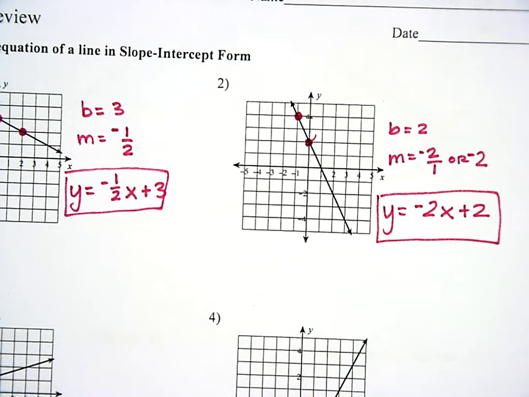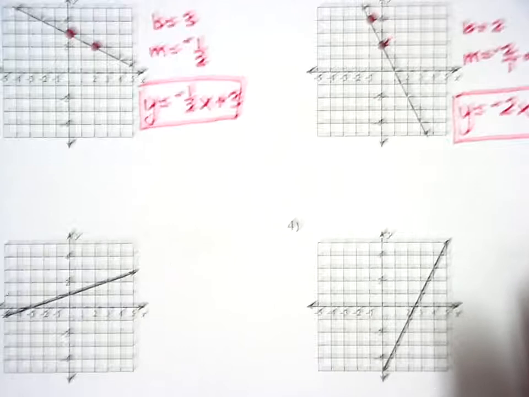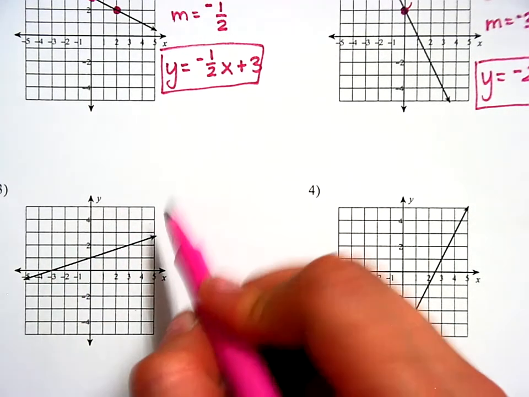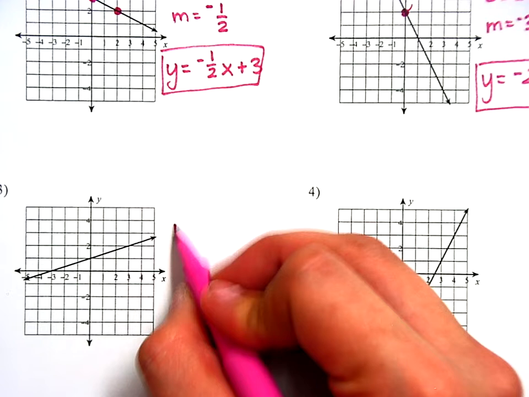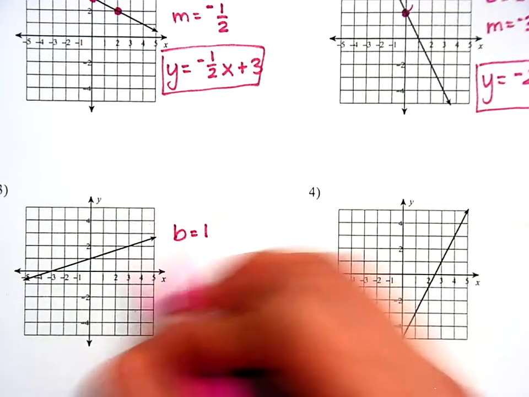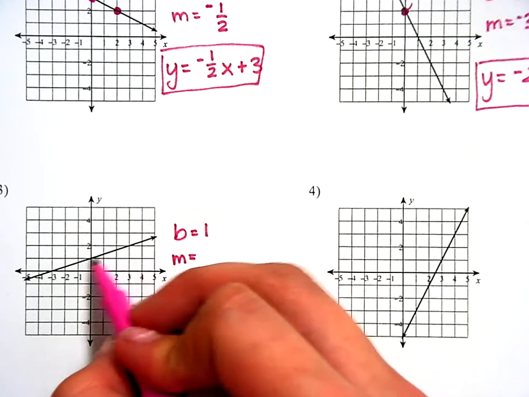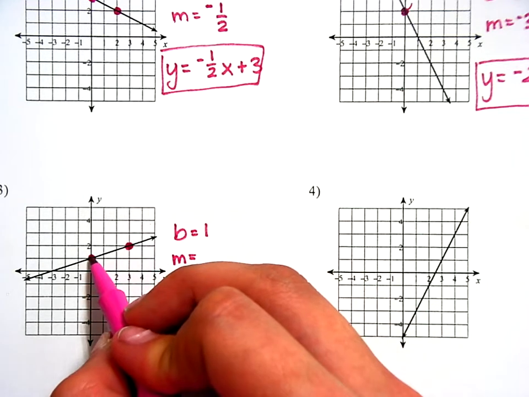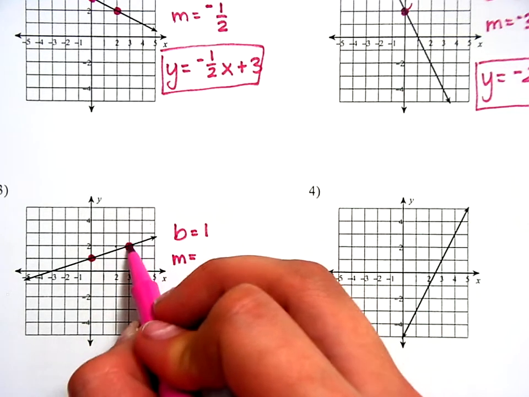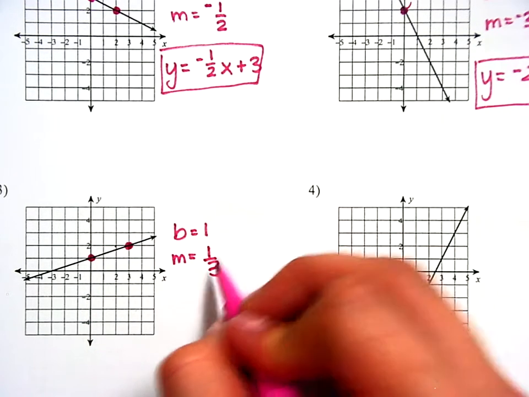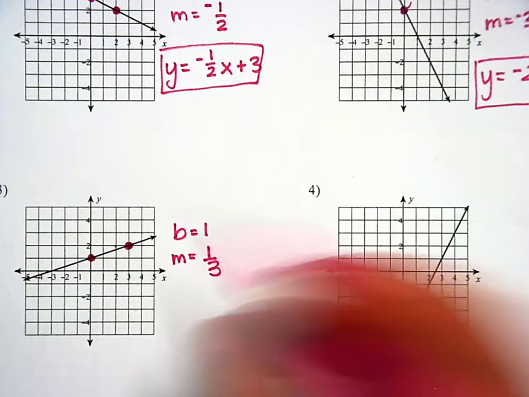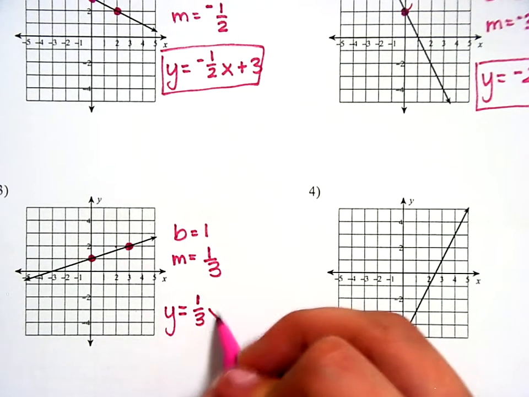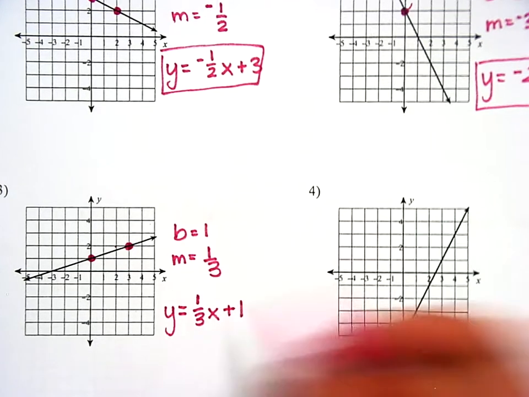Just like that. Okay, this one down here, right off the bat, I can see this is going to be a positive slope. And my y-intercept here is 1. And my m value, my slope, let's see, I have a point here and here. And my slope is going to be up 1 over 3. So my slope is 1/3. Writing my equation, I've got y equals mx, so 1/3 x plus b, so plus 1.